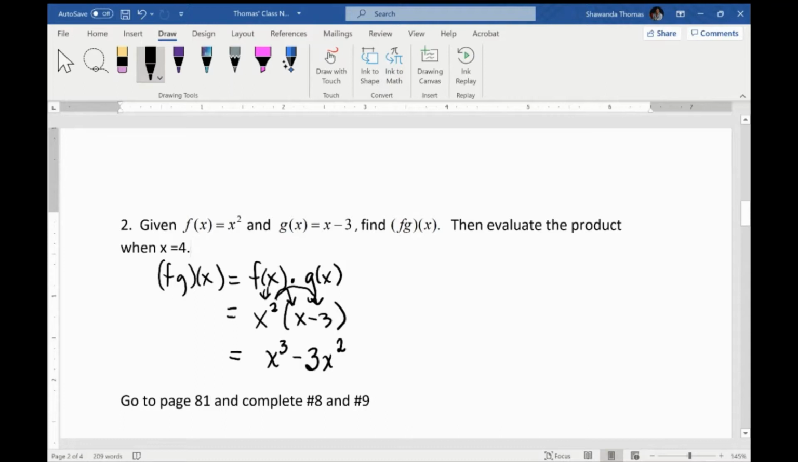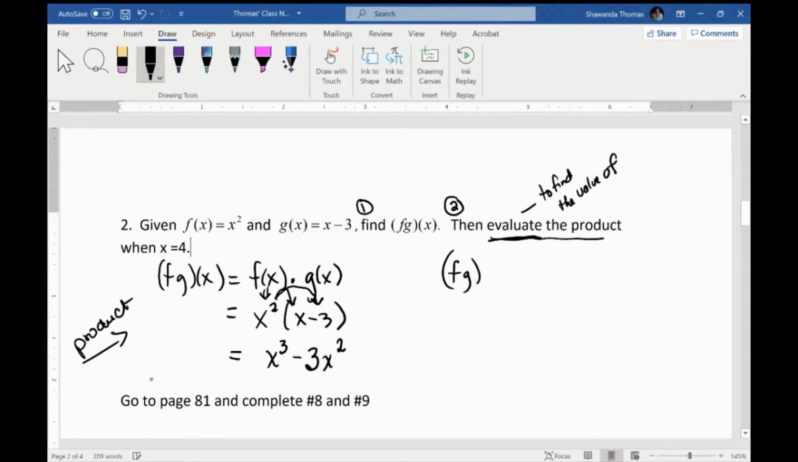But then, so we first found this, and then the second part of this question is, then evaluate. So again, evaluate means to find the value of. Evaluate the product. We just found the product. Product in math indicates or implies multiplication. That's all that is. When x equals 4.